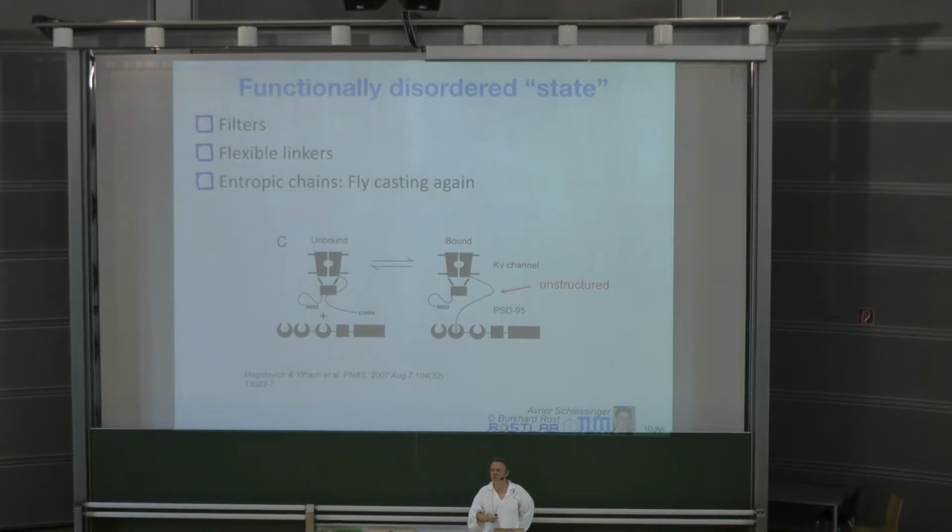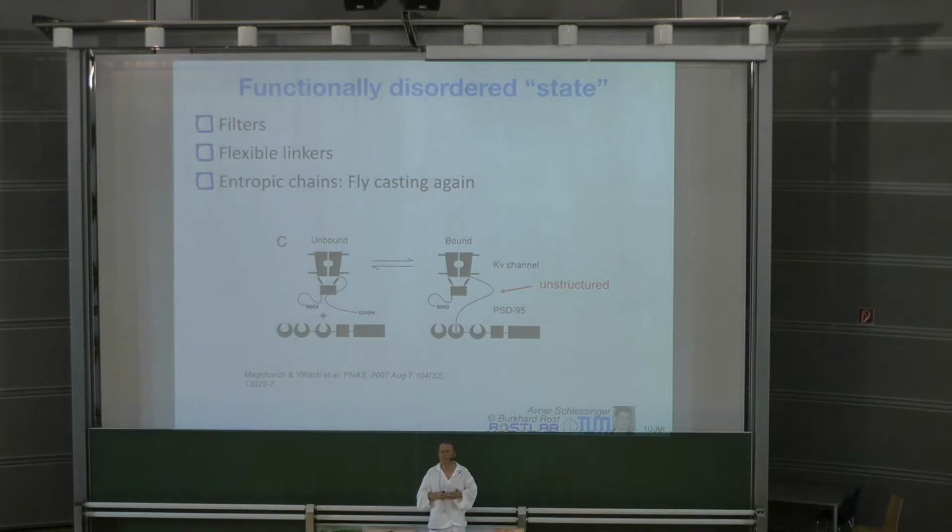Here's another way in which you can imagine that this kind of flexibility may help you. What I show is an unbound molecule, and in the bound state you essentially have a long tail. In this particular case, it's really the end of the protein, the C-terminal end, so the last residues are sort of bound into this molecule. And this in fact is called fly casting.